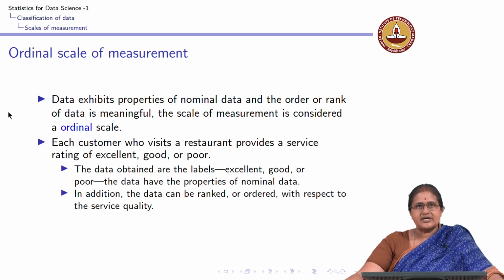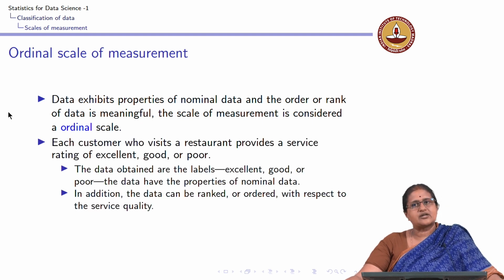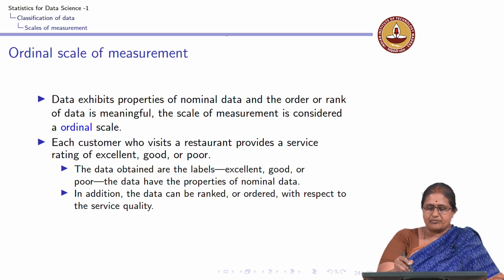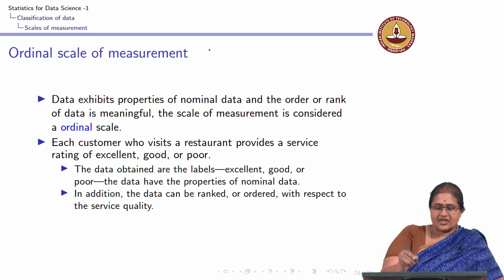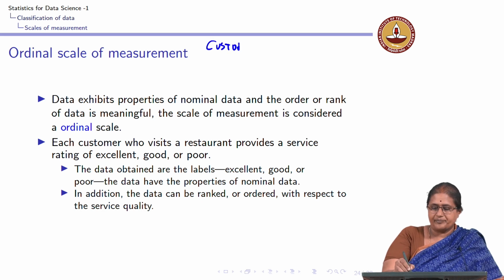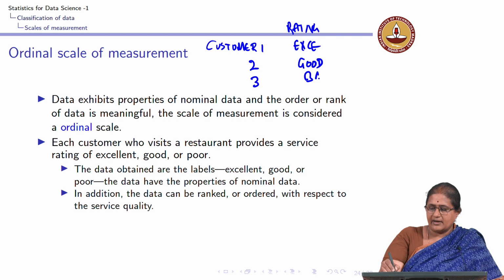What do we mean by this? For example, a customer who visits a restaurant provides a service rating of excellent, good or poor. The data are again labels. For example, I can have data where customer 1 gives a rating of excellent, customer 2 good, customer 3 bad, customer 4 again good.